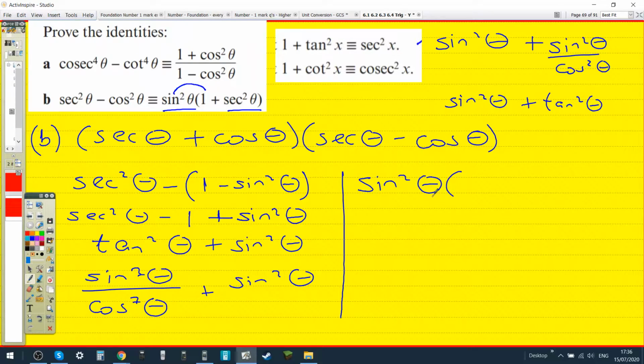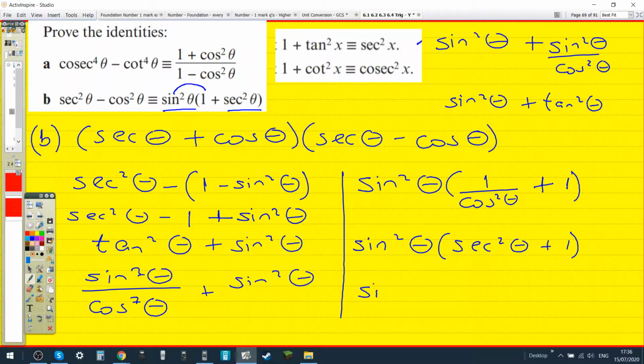But it's divided by cos squared theta. So 1 over cos squared theta? Oh yeah, okay. Plus 1. Oh, and 1 over cos squared theta is the same as sec squared theta. And then make it look like their one. Sec squared theta. Okay. Let's see.